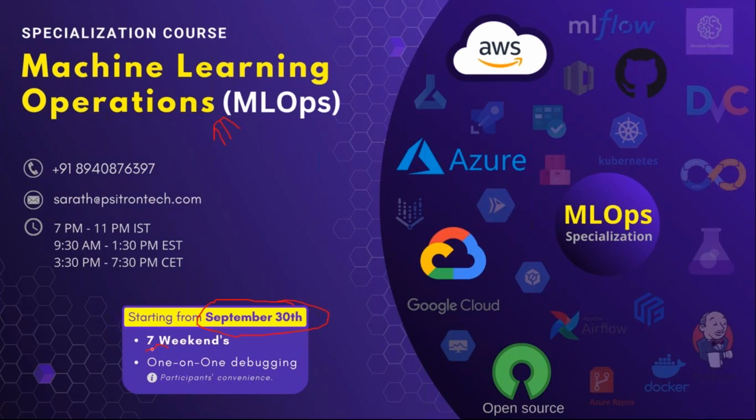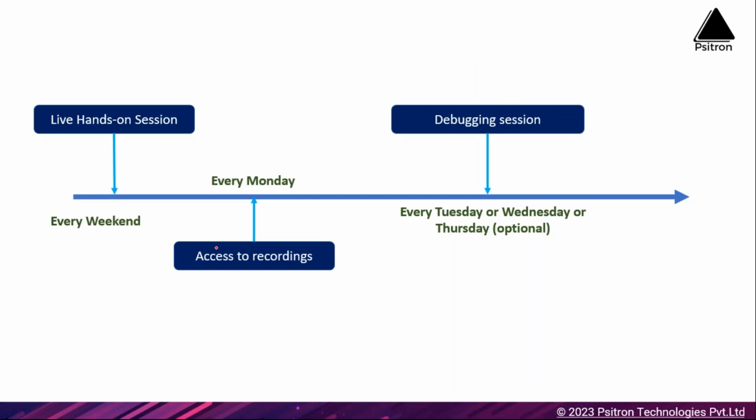That means every Saturday and Sunday, we'll be having a session. Let's say every Saturday, starting from 7 p.m. to 11 p.m. IST in India. And if you're from the EST time zone, it will be 9:30 to 1:30 for you. And if you're in a CET time zone, it's going to be 3:30 to 7:30 for you. Let's try to give a good structure about our program here.